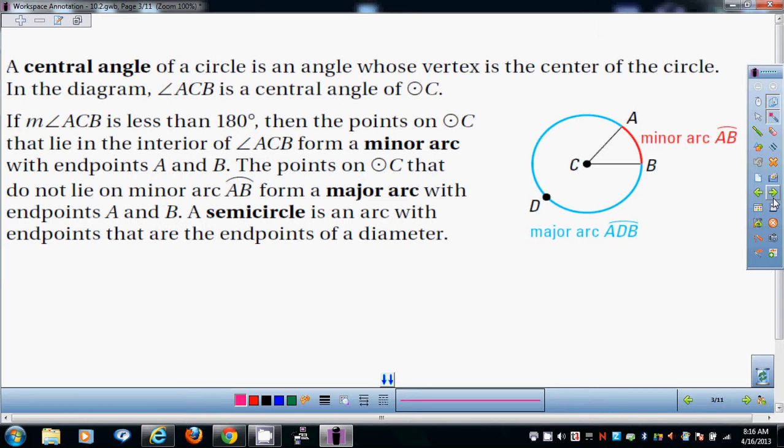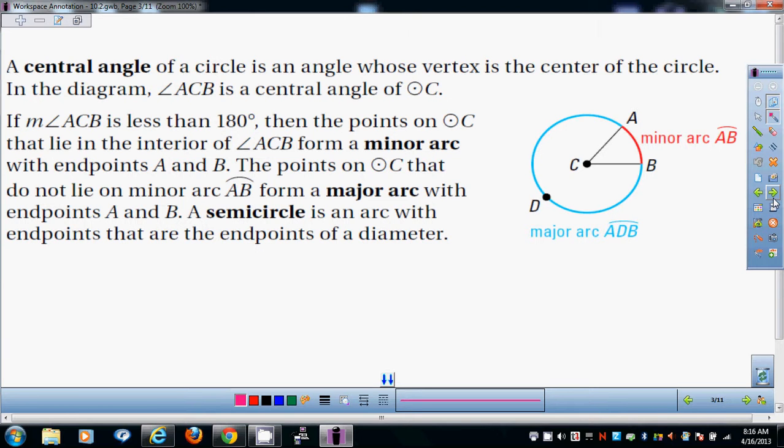A minor arc is less than 180 degrees. If it's less than half the circle, it's a minor arc. A major arc, like the blue one, is something that is over 180 degrees. And a semicircle is something that's right in the middle. It is exactly half of the circle. 180 degrees is a semicircle. And it will be formed by just the diameter.